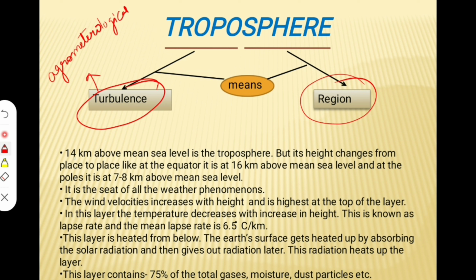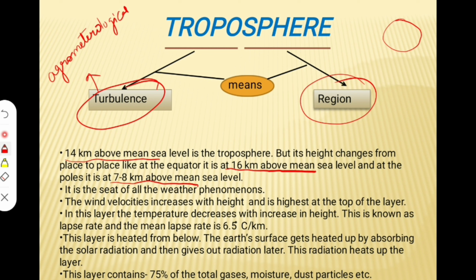As I said, it is 14 km above mean sea level on average, but near the equator it is 16 kilometers above mean sea level, and at the poles it is 7 to 8 kilometers above mean sea level. Why does this happen?